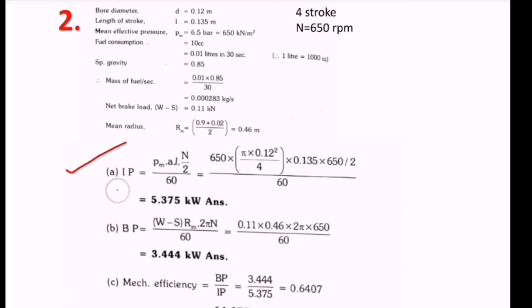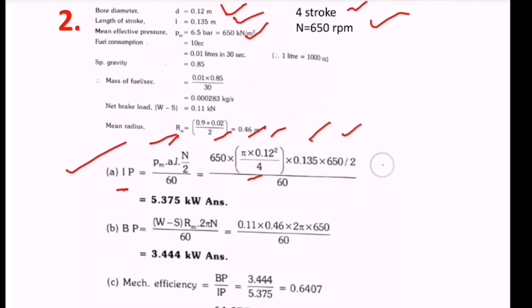First of all, find out the indicated power, that is PM A L N by 2. N by 2 because it is a 4-stroke engine. PM is the mean effective pressure, that is 650 kN per meter square. N is given as 650 RPM. A is the area, that is pi by 4 D square. D is 0.12 meter, so pi into 0.12 square by 4. After that, L is 0.135 meter.